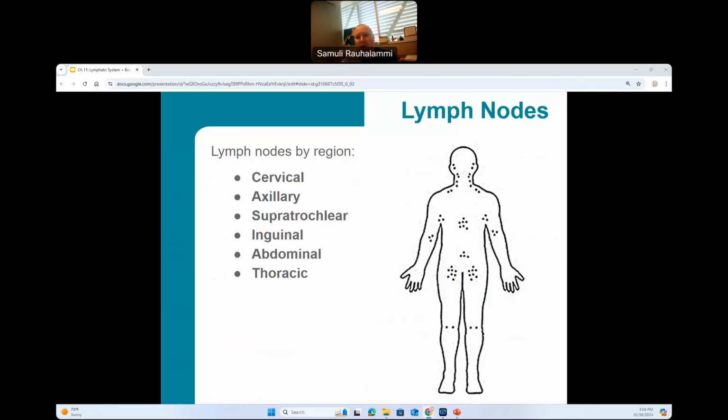And we can name regions where lymph nodes are commonly found. We see our cervical lymph nodes at the neck, axillary lymph nodes at the armpit, supratrochlear lymph nodes above the trochlear notch, inguinal lymph nodes at the groin region, abdominal lymph nodes in the area where the digestive system structures are located, and thoracic lymph nodes in the chest cavity.